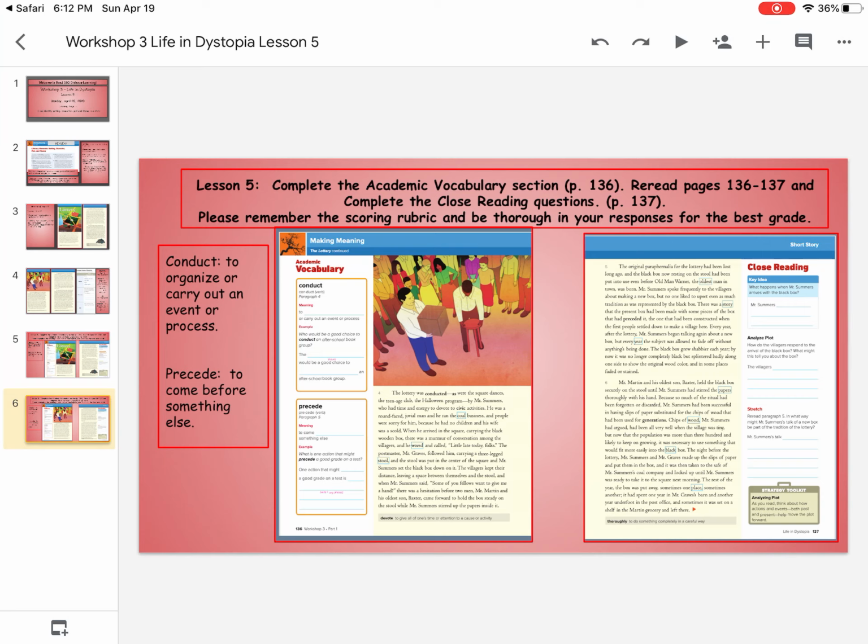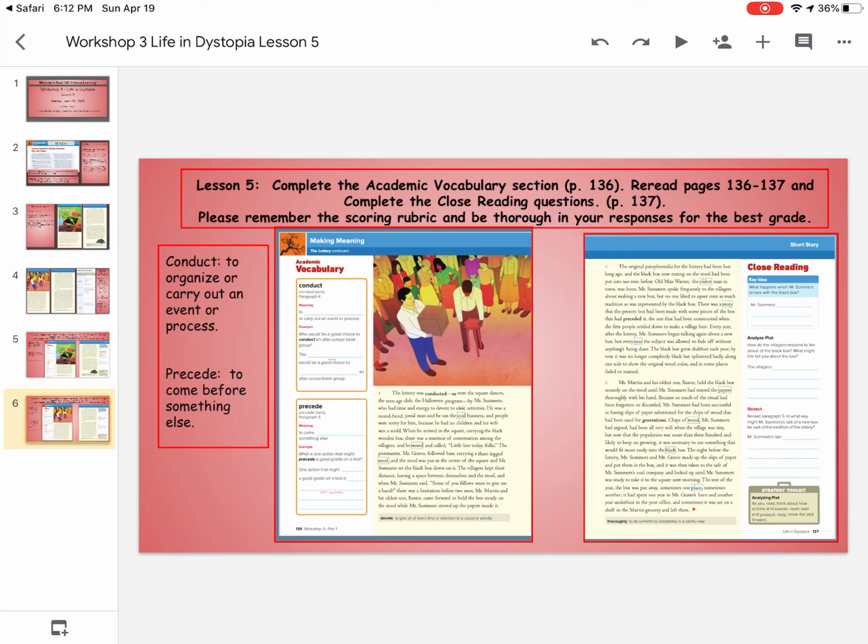And then who would be a good choice to conduct an after-school book group? I want you to go ahead and fill in that example. Again, if you have to pause, please do so. I'm just going to keep recording.